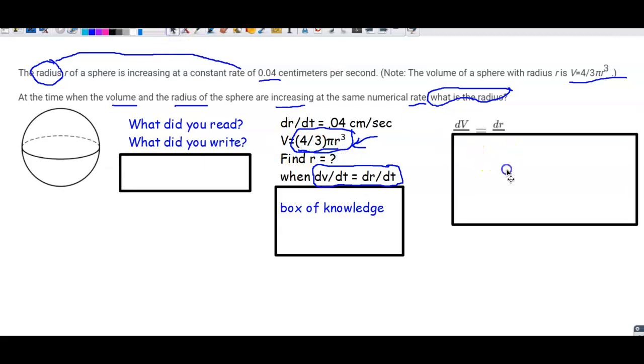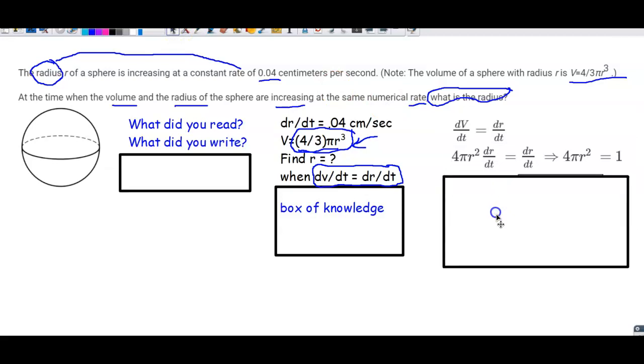So when I find the derivative using the power rule, I will get 4 pi r squared, and then there's that chain rule, dr dt, the implicit differentiation. That's dV dt, and I'm setting it equal to dr dt, which is exactly what they told me to do. You can't make this stuff up. You just do what the problem tells you to do.